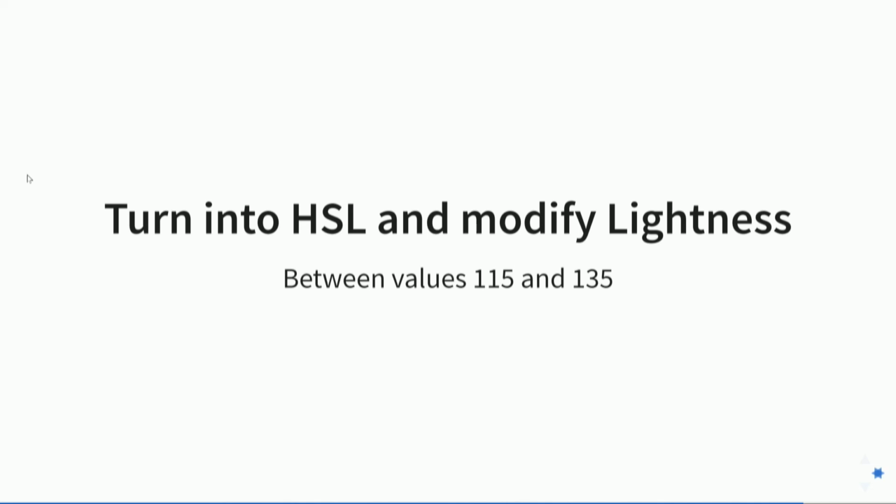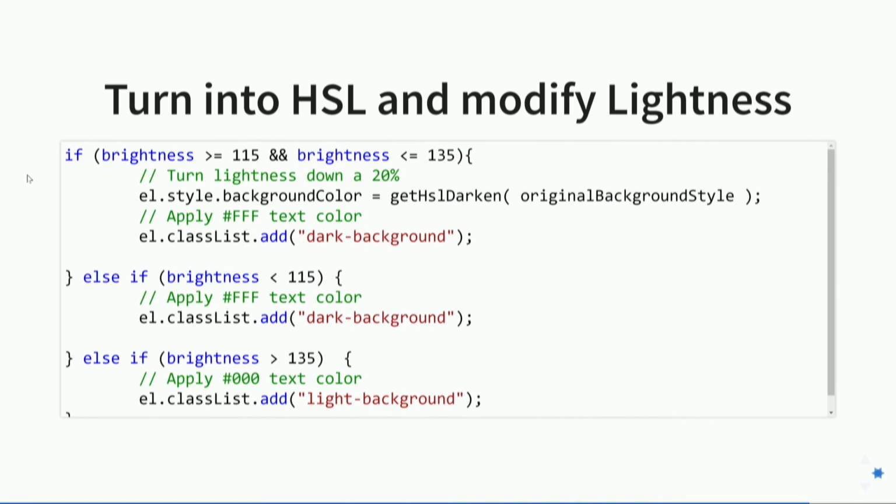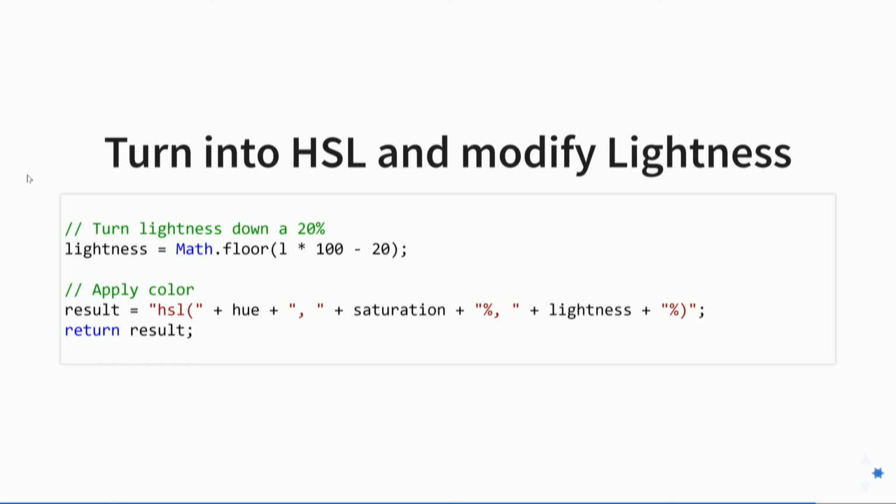So the user will get the shade he chose a little darker, and you can ensure accessibility. Or you can do the other way around. You can apply a lighter HSL, and then apply black text color. So it looks something like this. If the brightness is between 115 and 135, you turn this color into HSL and modify the lightness, and apply a dark text color. The function that turns RGB into HSL is really long, so I didn't put it here, but you can check it out later in the slides. What it does is it takes the lightness and subtracts 20. So now the color is darker, and you can apply white text color without worrying about it.